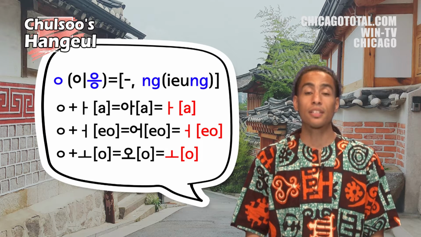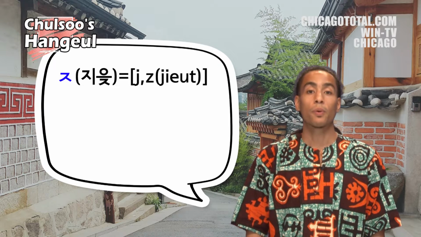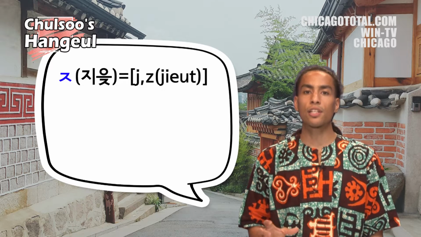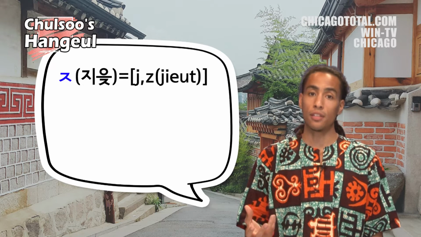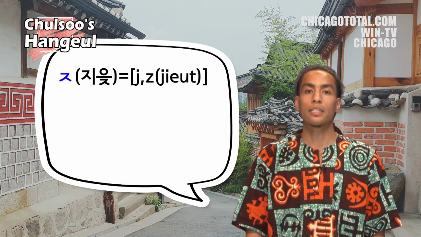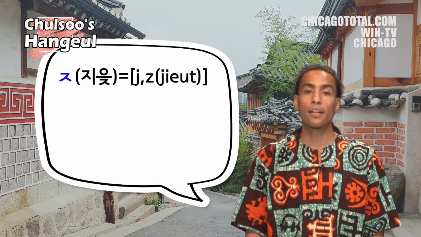The next character is 지읒. Pronounced j. Almost like the English G or J, depending on the word. So again, everyone follow along. 지읒 is the name of the character itself, and when you pronounce it, j.